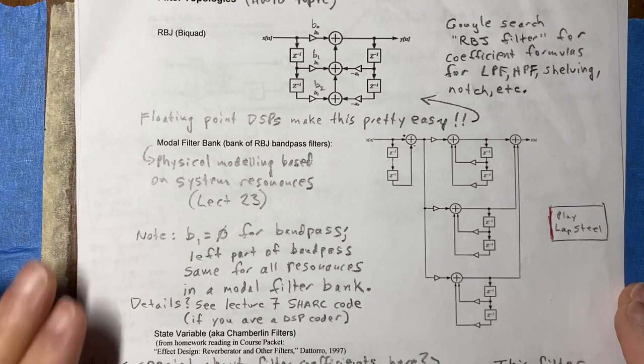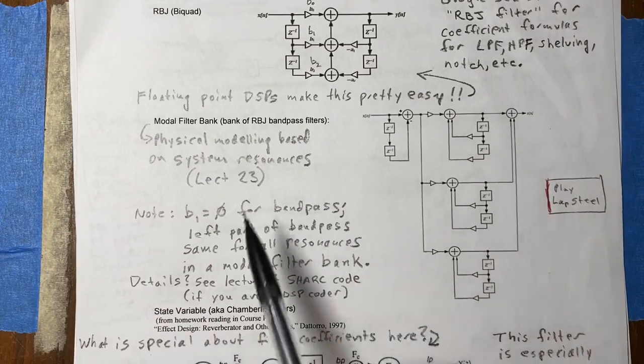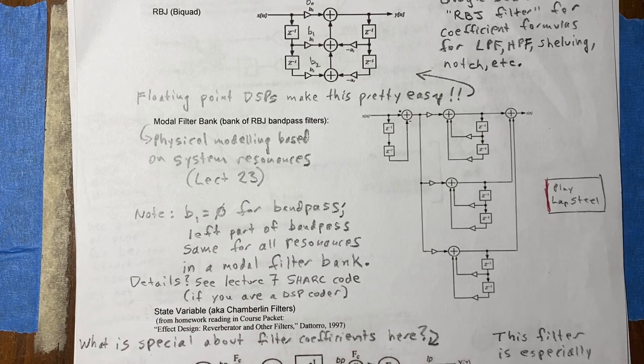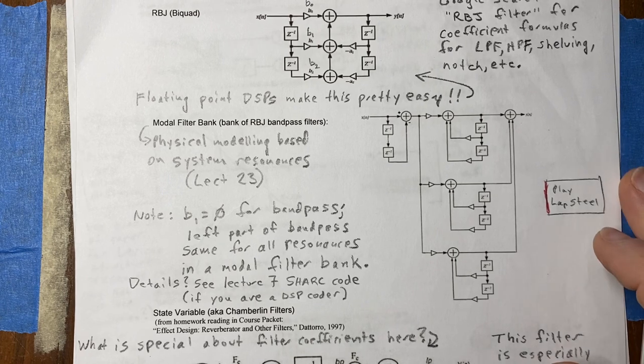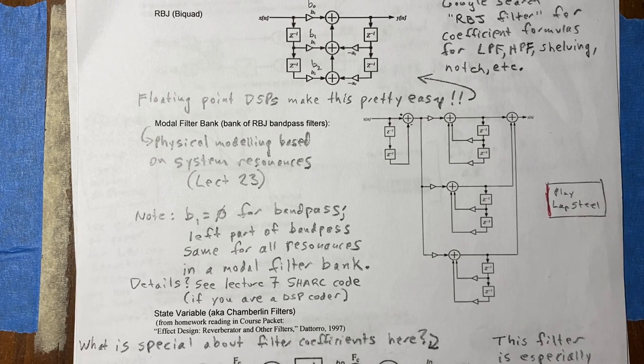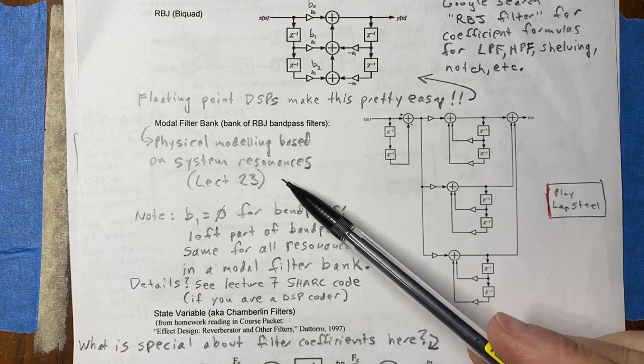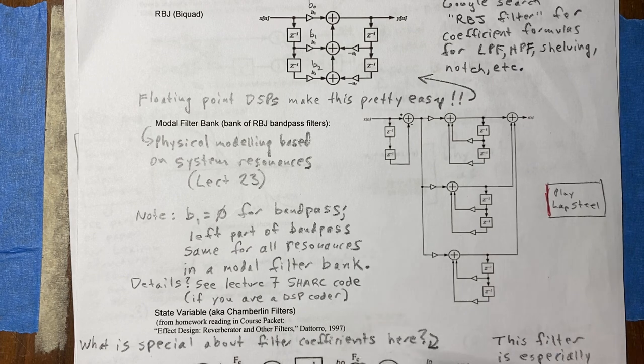So we talked about modal modeling. We have a bunch of bandpass filters. I'll talk about the bandpass filters in particular because modal filtering is a super important part of the Eigenmatrix and the sounds that people have actually made in it. So it's a physical modeling-based thing from lecture 23.